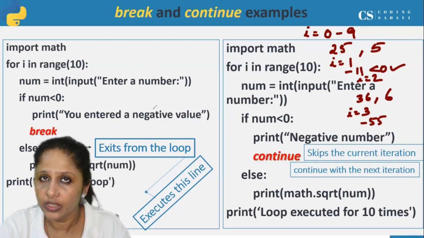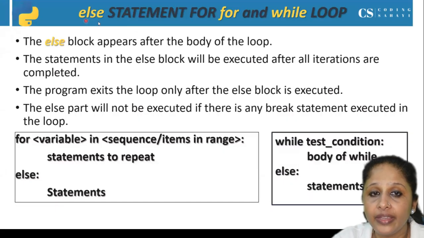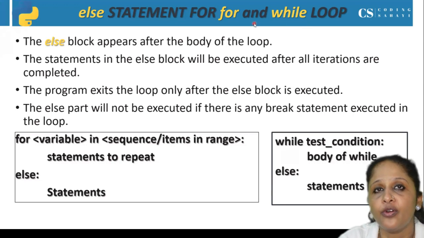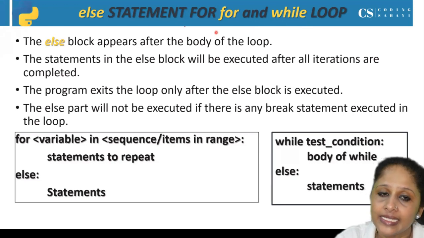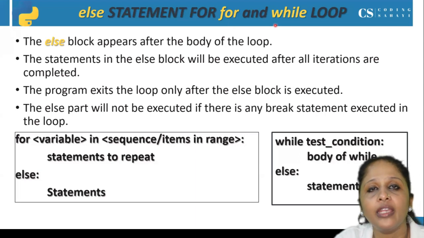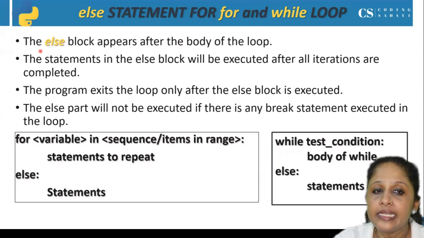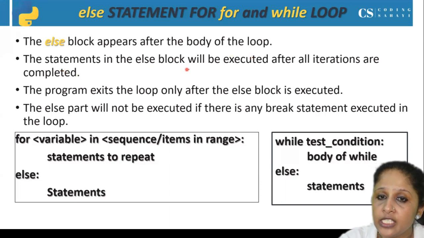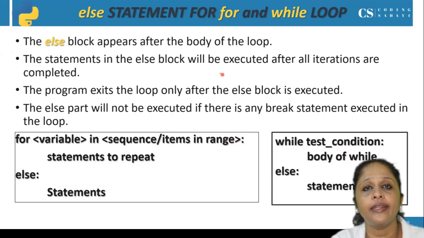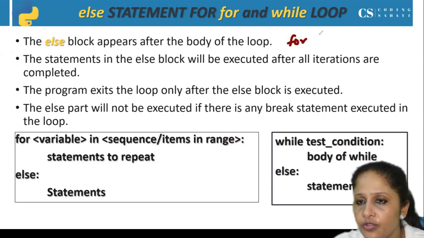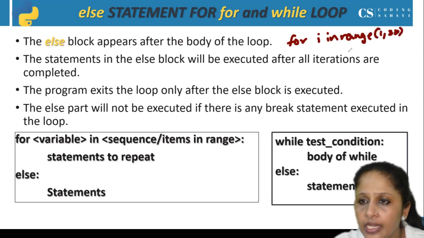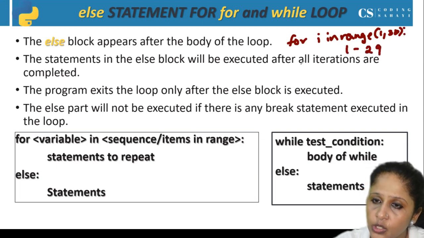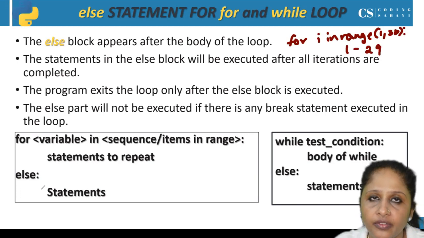This one we can do with a while loop also. Next, we have the else statement for for and while. See, for the if condition we are writing else. In the same way, for for and while also we can write else. Here the else block appears after the body of the loop. So the statements in the else block will be executed after all iterations are completed. Here, for i in range of 1, 30, it is working from 1 to 29. After that it comes out of the loop, then only this else part will be executed.